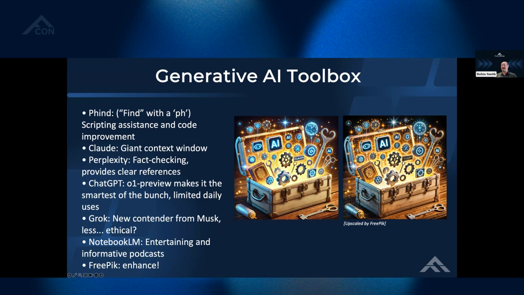Perplexity is really strong because it is actively hooked into the internet and can give you references. So some of the bias as well as hallucinations that you have problems with in the other Gen AI solutions, you can work around with Perplexity because you can force it to actually give you those references. ChatGPT's o1-preview makes it kind of the smartest of the bunch, but it has a limited daily use. Grok, that's a new one that Elon's brought to the table, a little bit less ethical than Copilot, certainly. We've certainly touched on NotebookLM too. And then Freepik, the big draw there is you can certainly use DALL-E to do image generation utilizing AI, but Freepik will allow you to do image upscaling as well as image editing in an AI-generated fashion as well. So worth mentioning each one of those two.